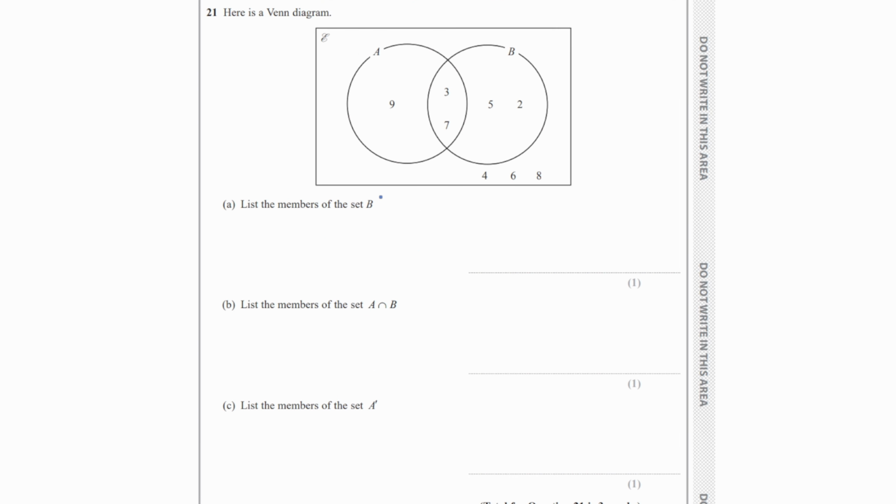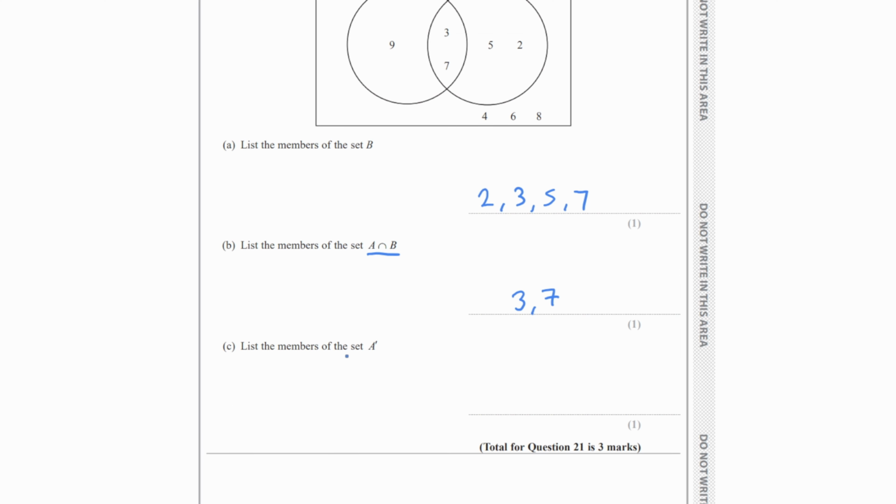Question 21, here's a Venn diagram. List the members of the set B. So that's anything inside this circle here, that's B. So that would be, let's do it in size order, 2, 3, 5, and 7. List the members of the set A and B. So this is what's called the intersection of A and B. These are the terms that are in both A and B. That would be 3 and 7.